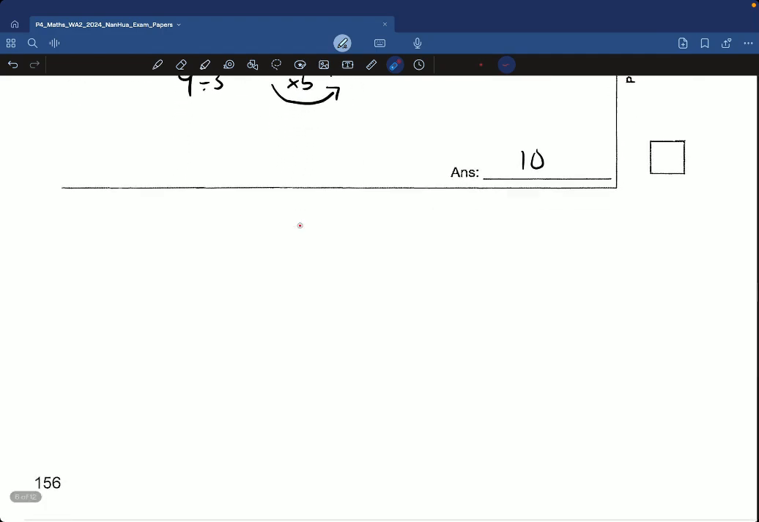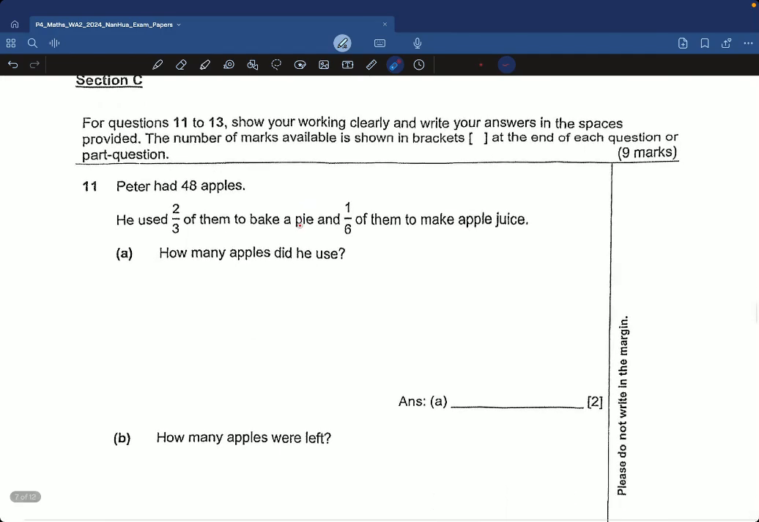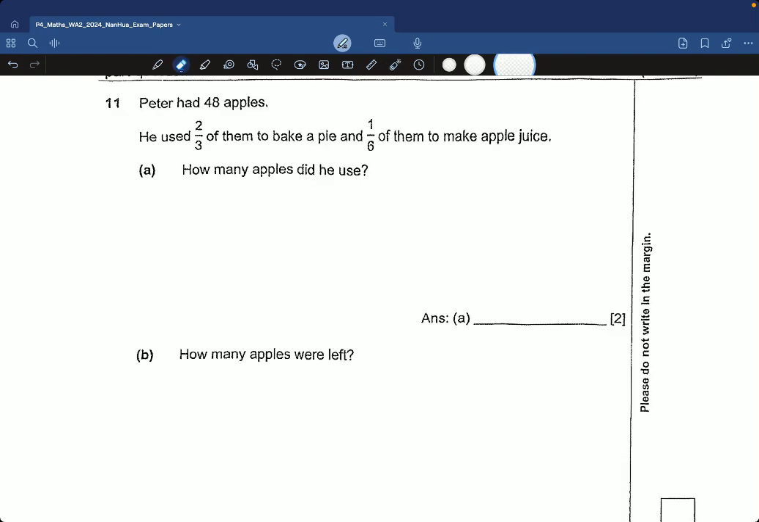Let's move on to question 11. So section C over here. Question 11. Peter had 48 apples. He used 2/3 of them to bake a pie and 1/6 of them to make apple juice. How many apples did he use? So first, I would recommend to actually add the two fractions, 2 out of 3 and 1 out of 6. So the fraction of total used is basically 2 out of 3 plus 1 out of 6.